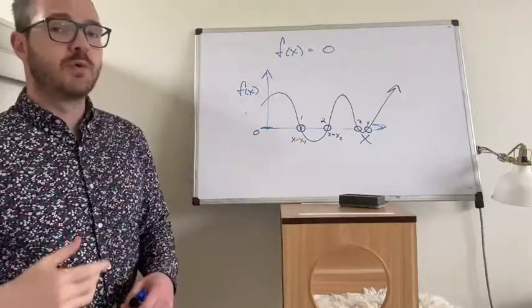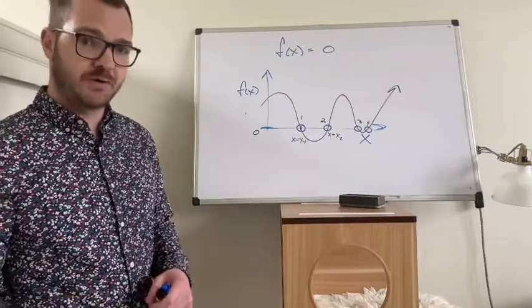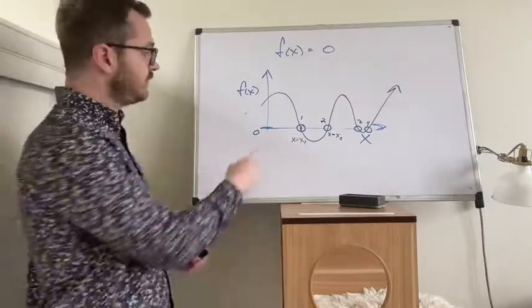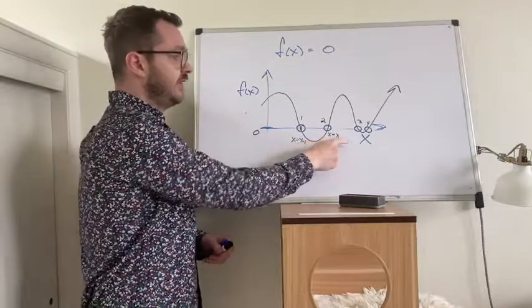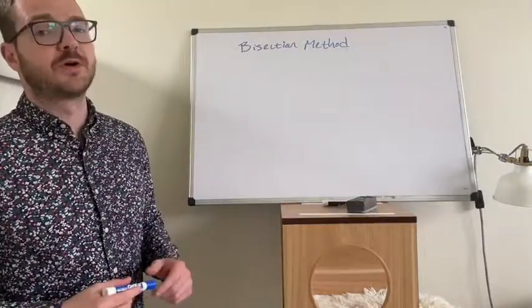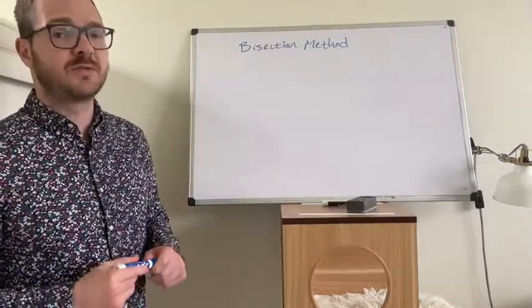So what we want to do is find some algorithm we can put in the computer that's going to help us find these points. First method we're going to talk about is the bisection method. This comes from the mean value theorem.